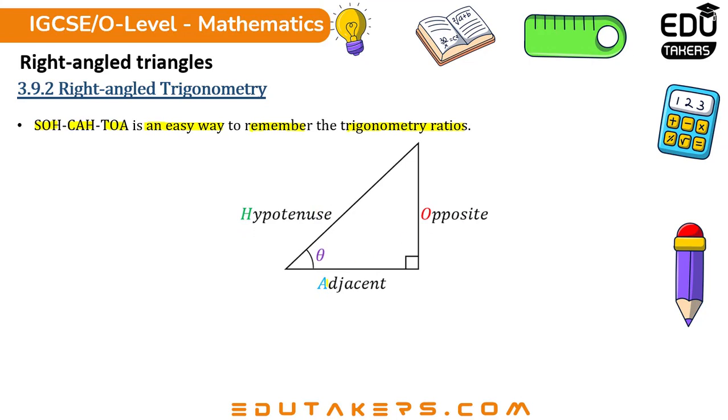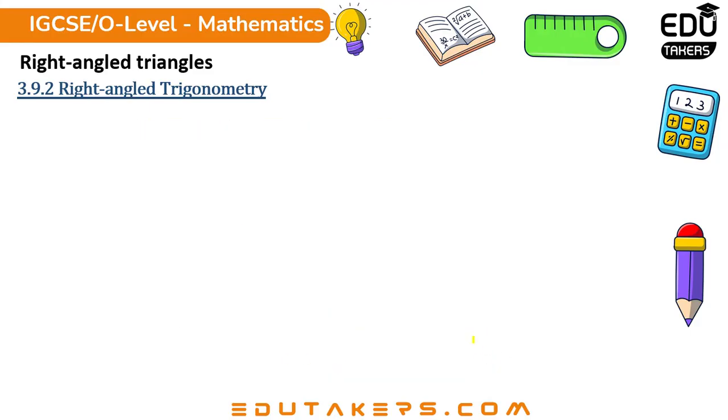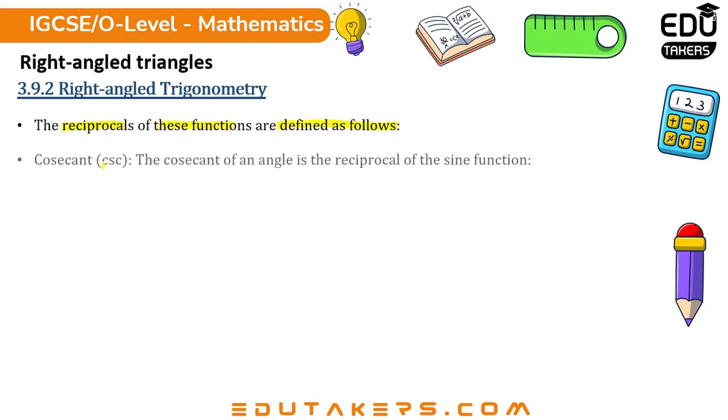Hypotenuse, opposite and adjacent, and the angle is theta. Sin theta is opposite over hypotenuse, cos theta is adjacent over hypotenuse, and tan theta is opposite over adjacent. So we can write it as SOH, CAH, TOA. The reciprocals of these functions are defined as follows.